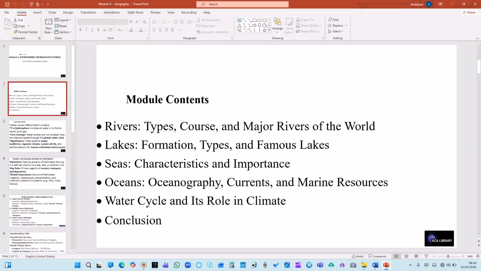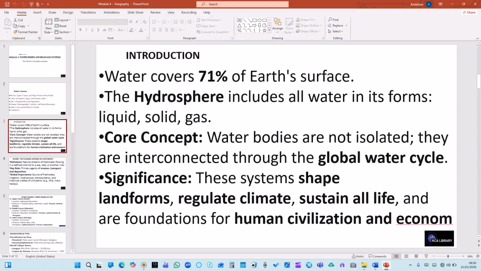The module contents that we'll be looking at in this module include types, course, and major rivers of the world. Then we'll look at lakes, that is the formation, types, and foremost lake in the world. We'll now look at seas, the characteristics and importance of sea. We'll now look at ocean, that is oceanology, ocean current and marine resources from ocean. We will now look at water cycle and its role in climate before we now draw our conclusion. Let us begin with the introduction.